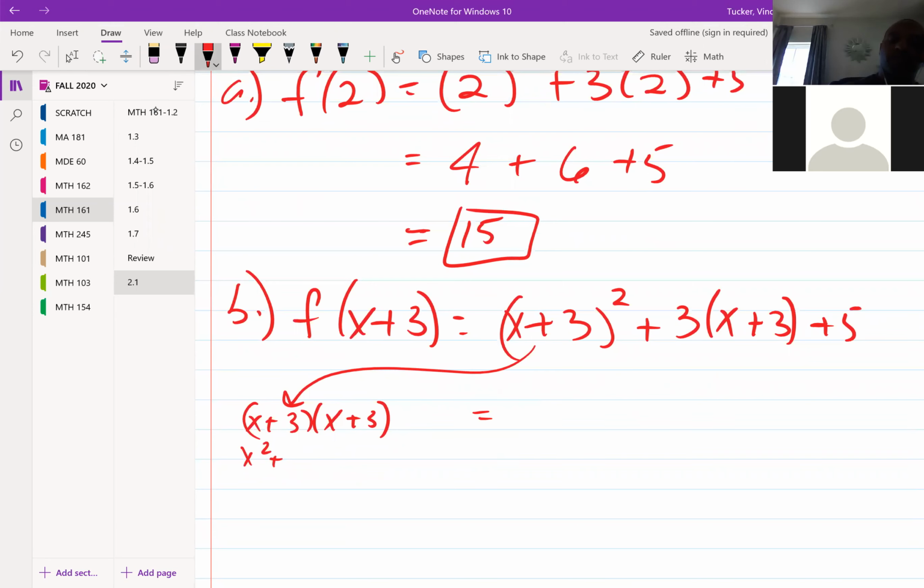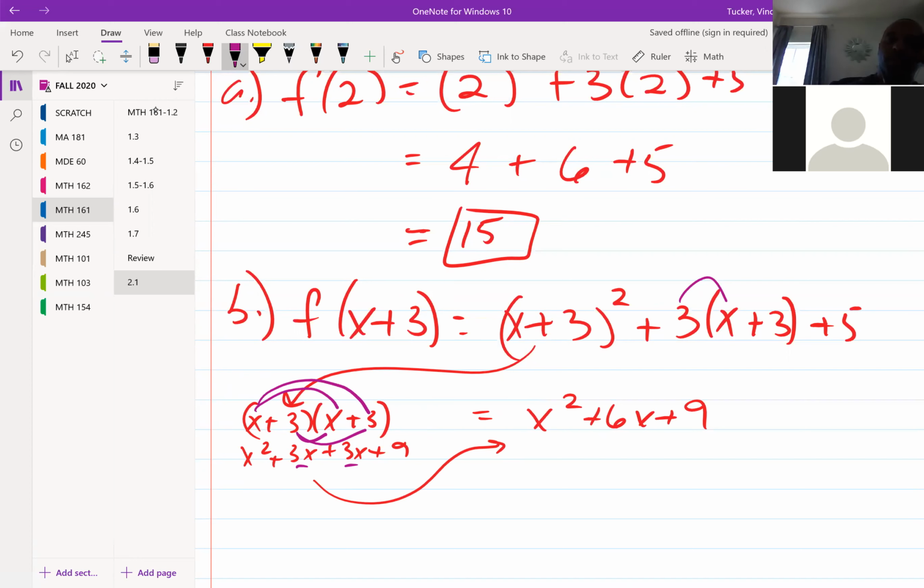So don't forget you're doing your binomial distribution. X times x is x squared. X times 3 is 3x. 3 times x is 3x. And then 3 times 3 in the back is 9. Combine your like terms. And we're looking at x squared plus 6x plus 9.